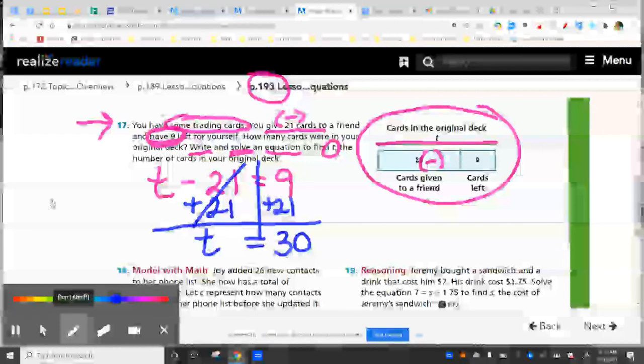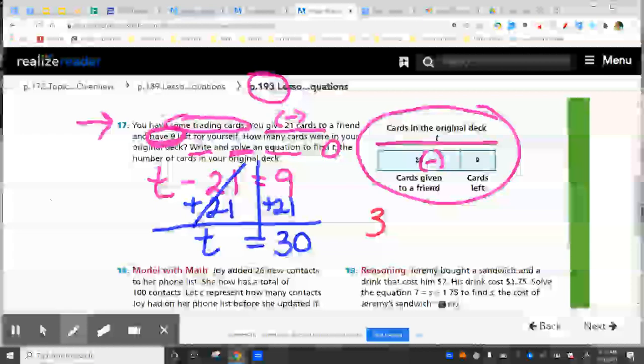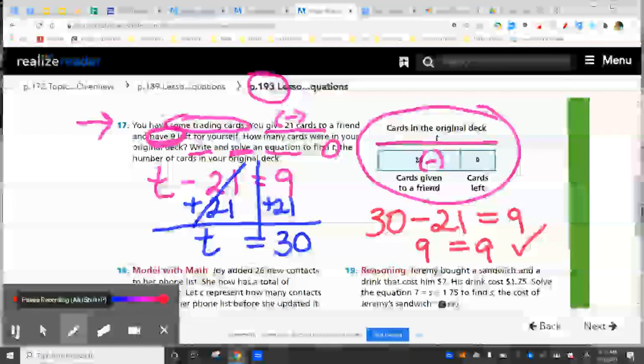And again, algebra is the best kind of math because you can check and make sure your answer is right. So you should be taking 30 and substituting it back in where the T is, taking away 21 and making sure that is worth 9. 30 minus 21 is 9, so 9 balances with 9, so that is your check step that you know you did it correctly. Okay, all of that should be written in your book.